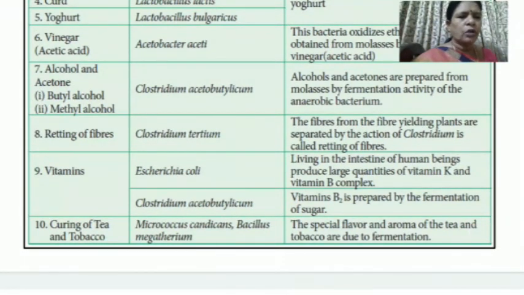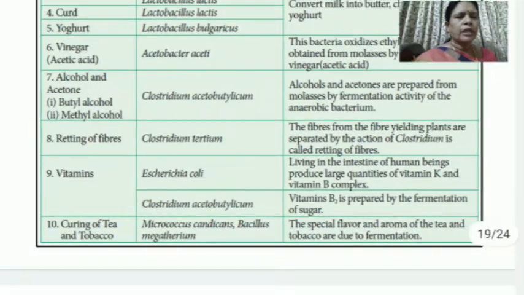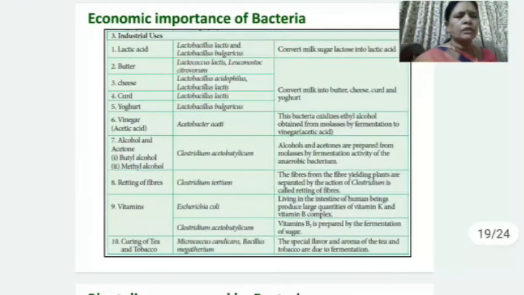Escherichia coli living in the intestine of human beings produces large quantities of vitamin K and vitamin B complex. And what is curing of tea and tobacco? The special flavor and aroma of the tea and tobacco are due to fermentation. So you study thoroughly. Anyone can be asked as a 2-mark question.